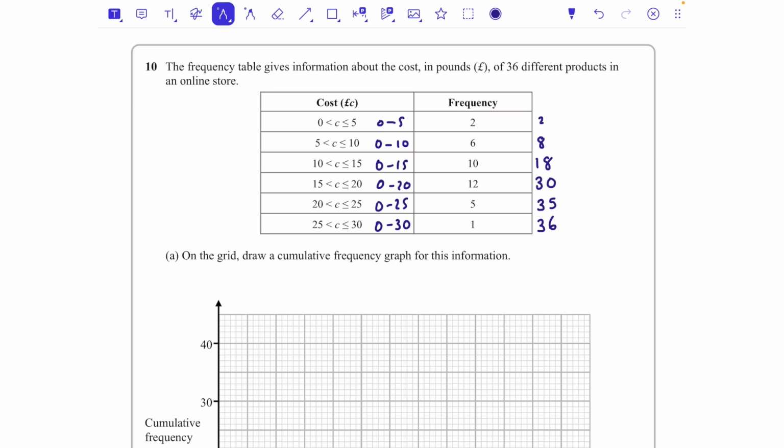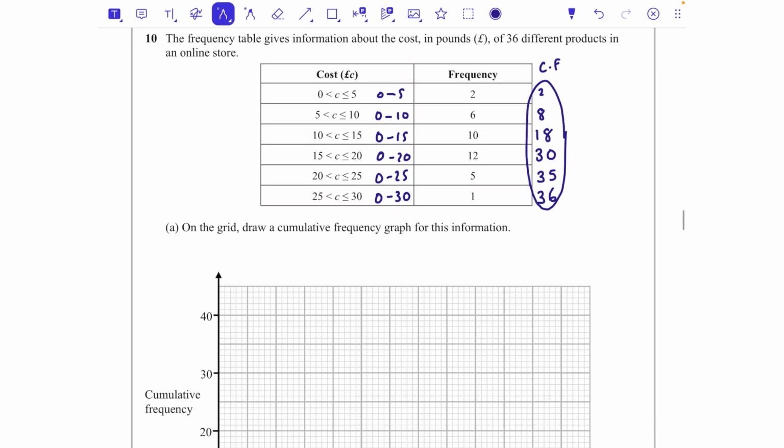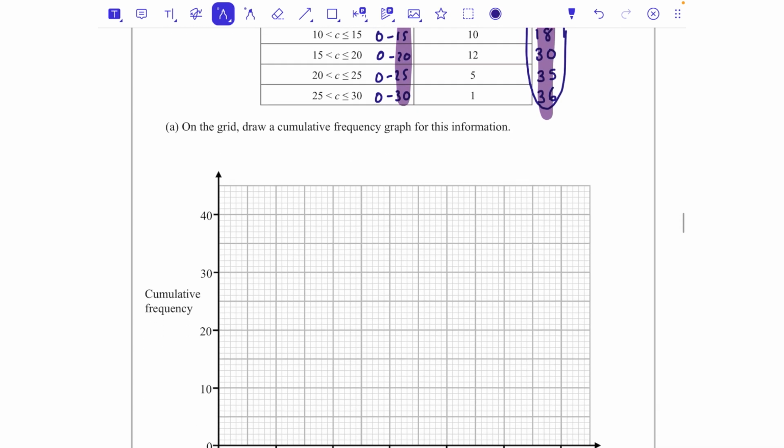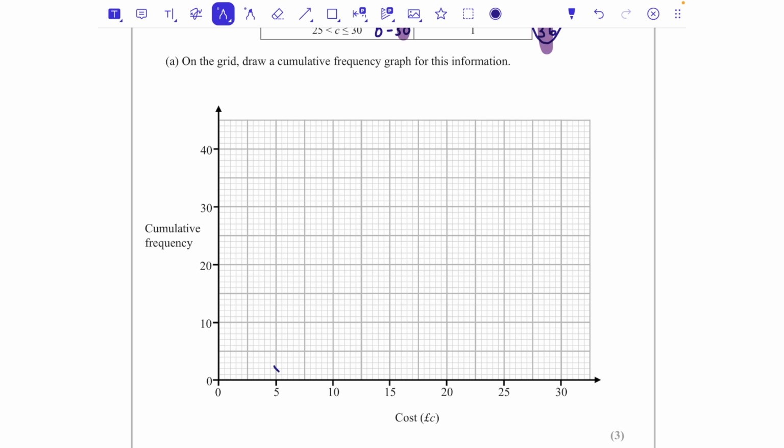And these are the values over here that we're going to plot. This is the cumulative frequency. And we plot for cumulative frequency at the top of the category. So you plot in the middle for a frequency polygon, and we also use the middle when we're doing the mean. But for cumulative frequency, you're always plotting at the top of the category. So I'm going to plot at these values, and this is going to be my cumulative frequency going on the y-axis. So across to 5 and up to 2, that's my first value.